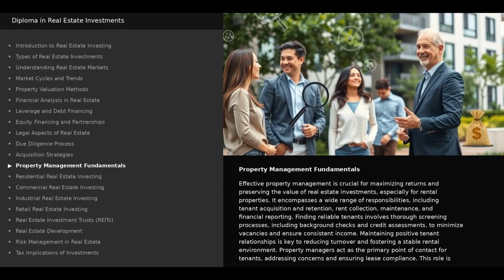To minimize vacancies and ensure consistent income, maintaining positive tenant relationships is key to reducing turnover and fostering a stable rental environment. Property managers act as the primary point of contact for tenants, addressing concerns and ensuring lease compliance. This role is essential for the day-to-day operations of an income-generating property.